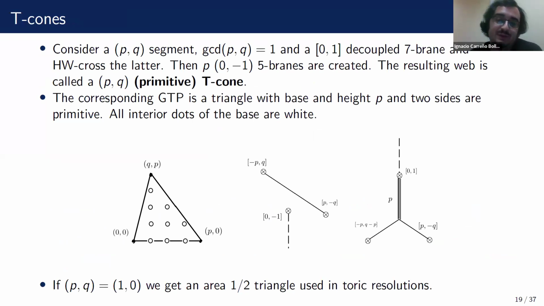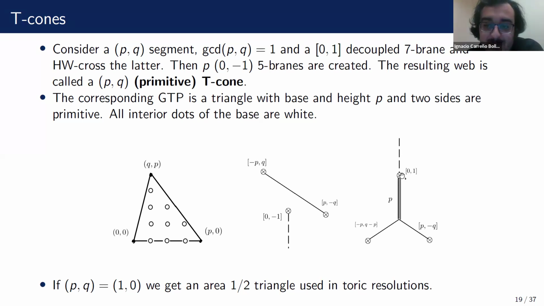The easiest way to construct them is by taking a PQ 5-brane segment with P and Q coprime. So we have a 5-brane which is spanned between these two 7-branes, and consider an additional decoupled 0-1 7-brane, as we see here in the middle picture. Then we take the 7-brane and Hanany-Witten cross it, which results in this configuration over here. The monodromy sweeps one of the 7-branes and changes the charge. Also, due to the Hanany-Witten effect, P 5-branes are created.